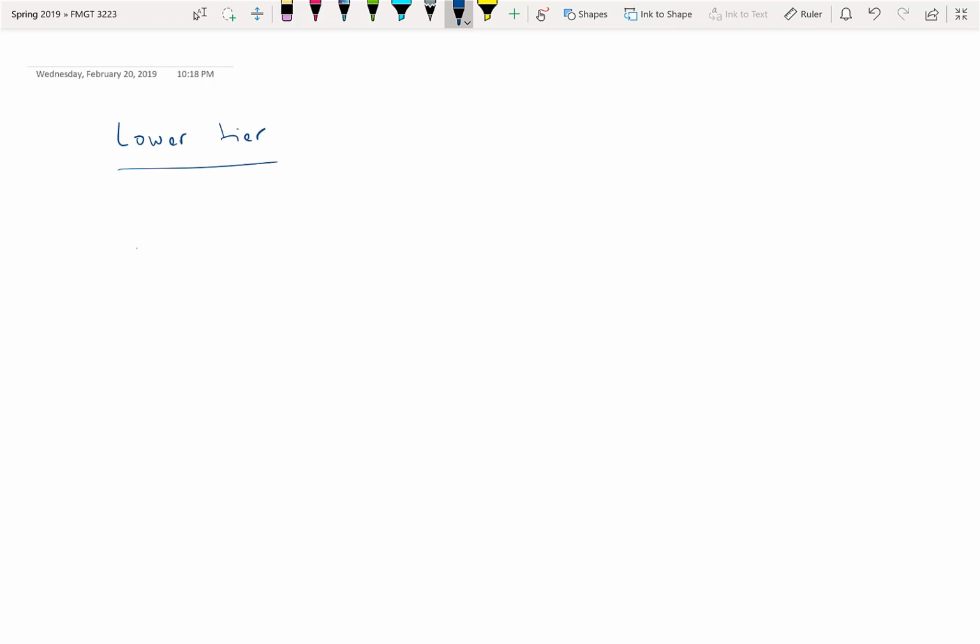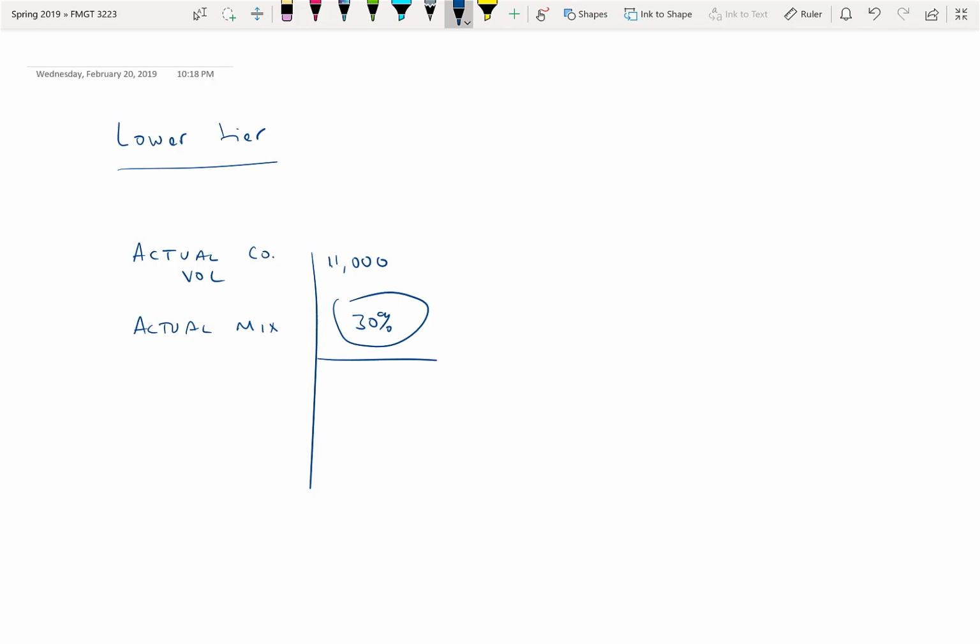Now, what we're going to do is we're going to start out with the actual company volume. And our actual company volume was 11,000 tickets. Our actual mix, we can work out to be 30%, and the way we get this number is by working backwards from the fact that we sold 3,300 tickets. We're also told that the actual contribution margin was $20. So 3,300 times $20 gives us $66,000.